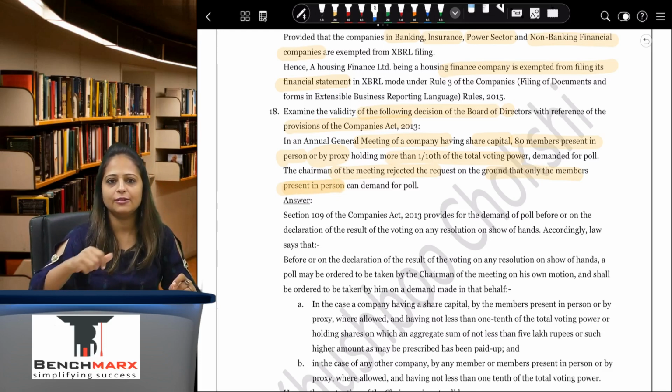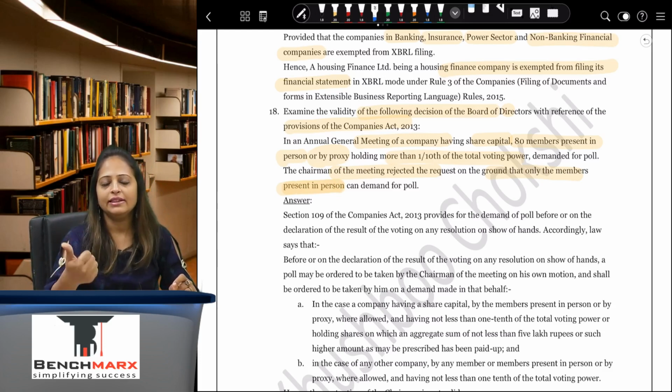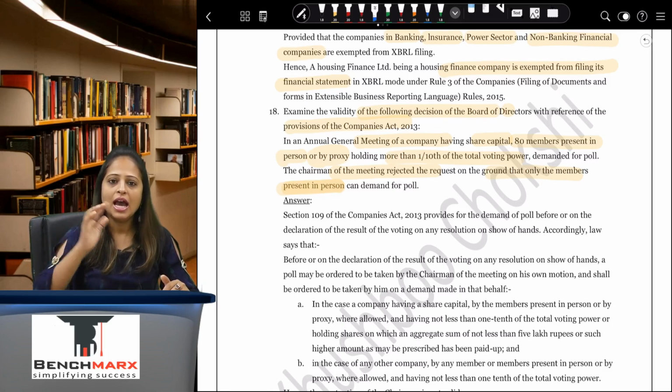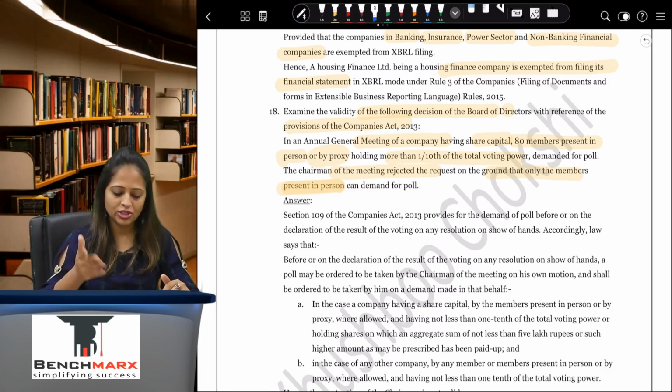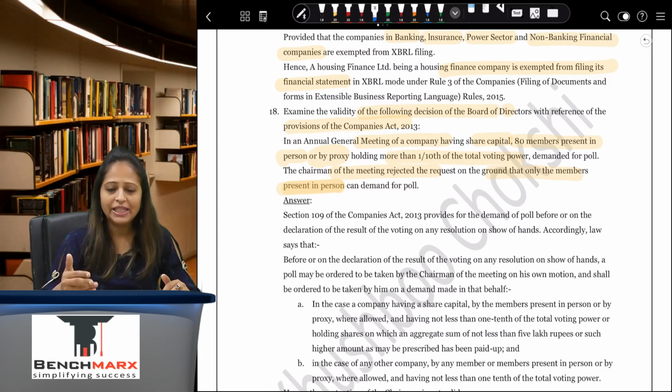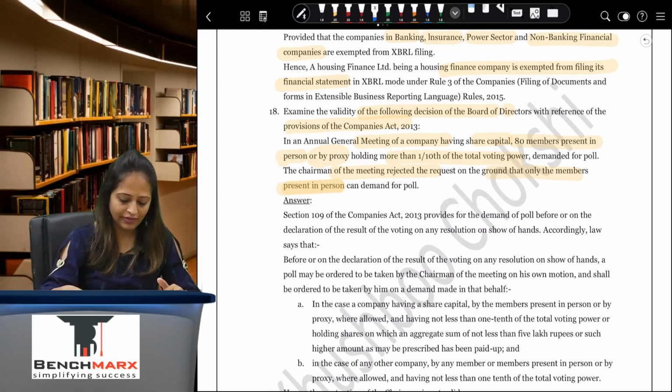You will first say that to demand a poll, members holding 1/10 of the voting power, or holding up to 5 lakh of equity share capital, can ask for a poll, and they don't have to be personally present. It can be in person or by proxy. So here, 80 members who have more than 1/10 voting power are present in person and by proxy, and hence the demand is valid, and the chairman's plea that it has to be rejected is invalid.